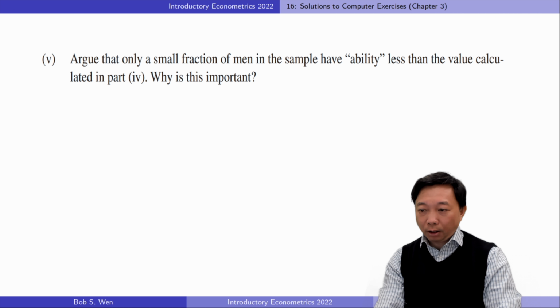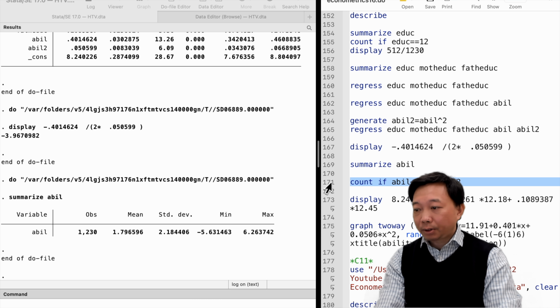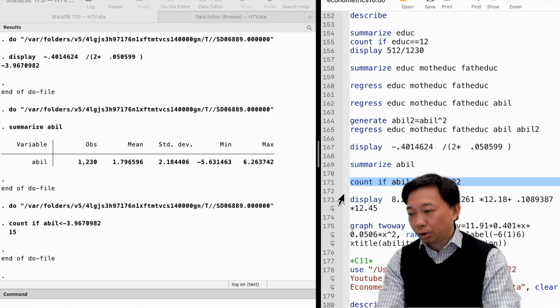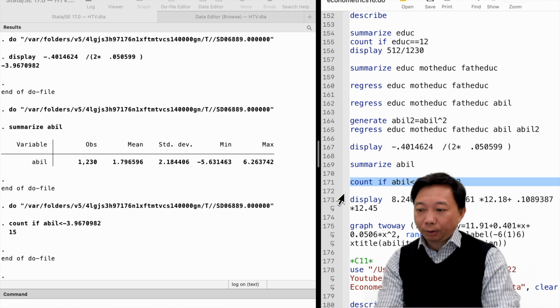The number of workers with an ability less than minus 3.967 is 15. Out of 1,230 workers, there are only 15 workers who have an ability lower than that value. It is important because the ability has a negative effect on education before that point and a positive effect on education after that point. So for most workers, the ability has a positive effect on education.